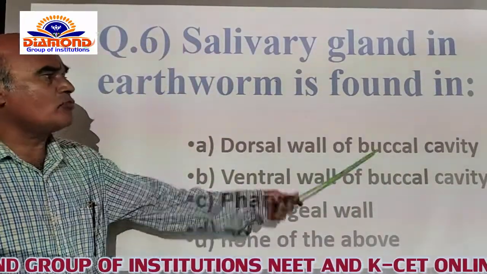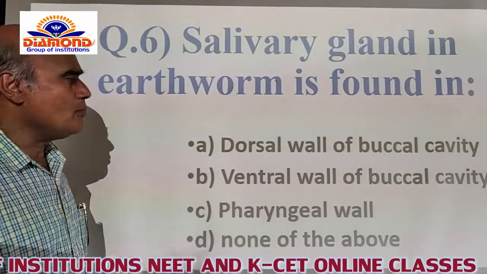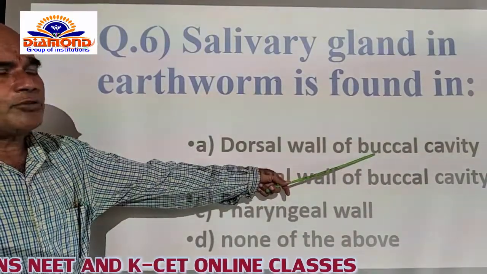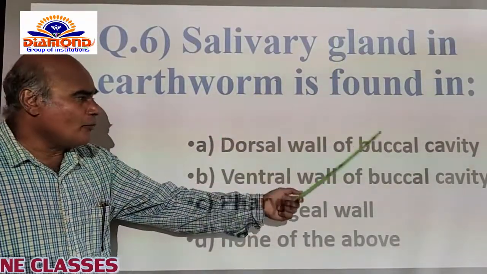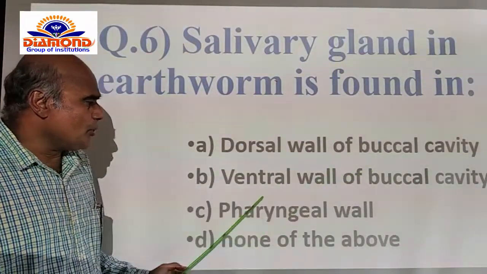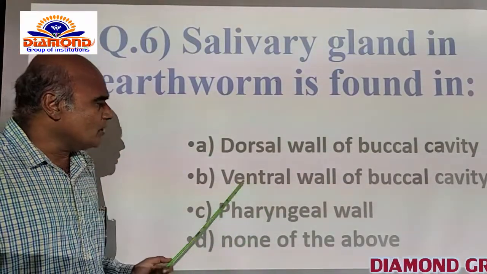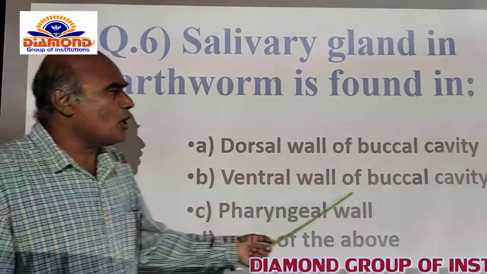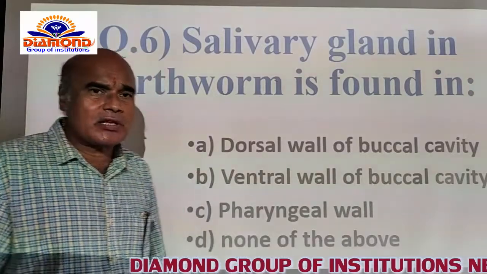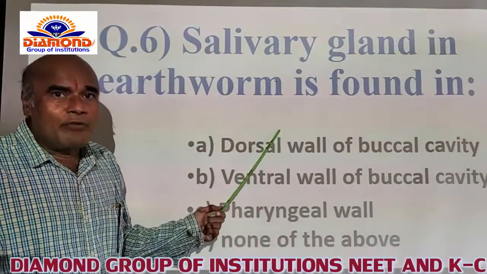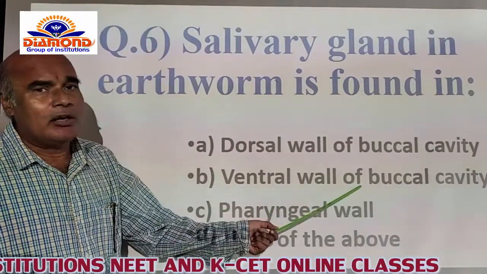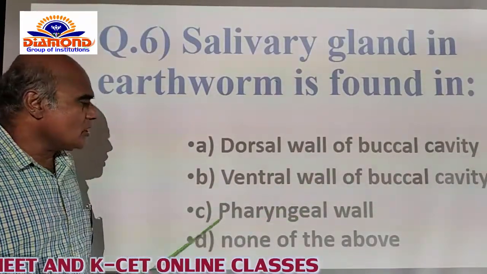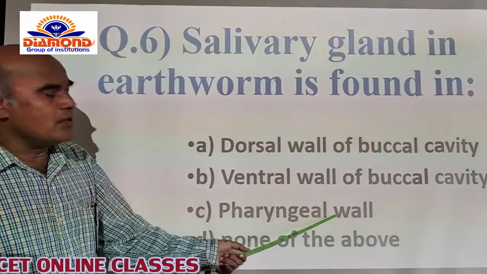The dorsal wall of the buccal cavity. Of course, the mouth simply opens into the buccal cavity. The buccal cavity is not at all concerned with the salivary gland, and after that, the buccal cavity opens into the pharynx itself. But here the B option is the ventral wall of the buccal cavity. There is no presence of salivary glands in the buccal cavity, irrespective of the dorsal and ventral wall of the buccal cavity itself. Now the C option is the correct option, the pharyngeal wall.